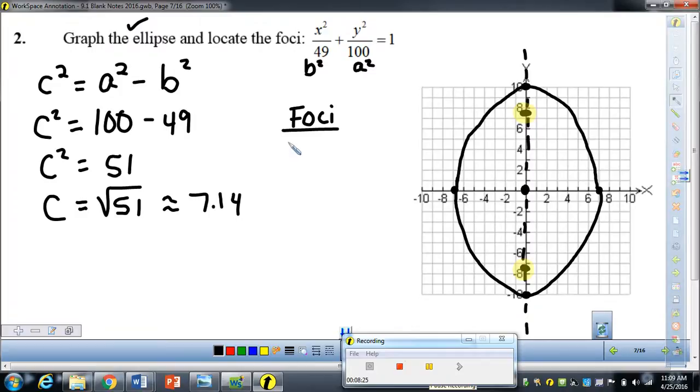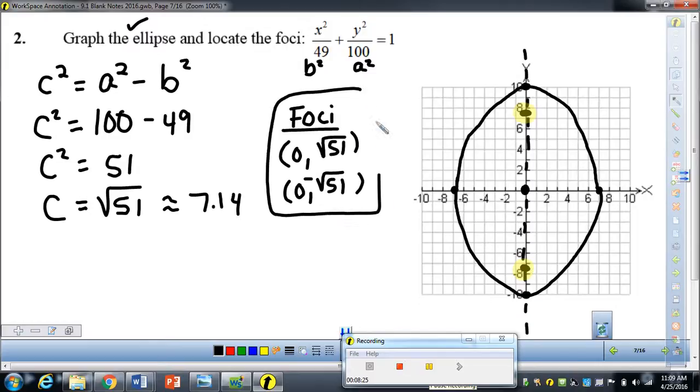So we can see here that these are y-intercepts, so the x value is 0. Now, when we're listing them here, we are not going to do the decimal approximation. We're going to do the exact value, which is using the square root symbol. So positive square root 51 and negative square root 51.